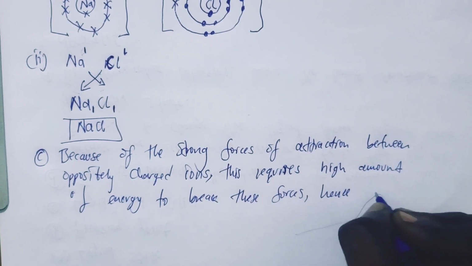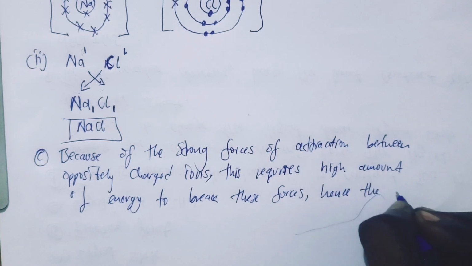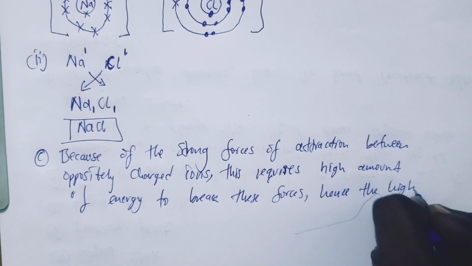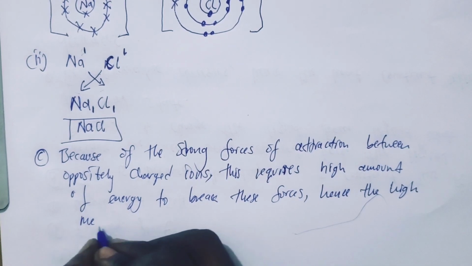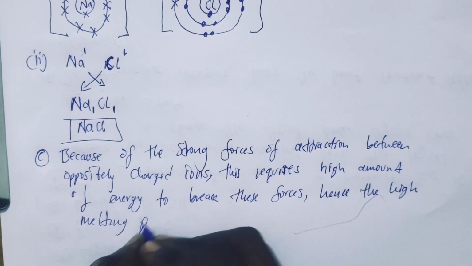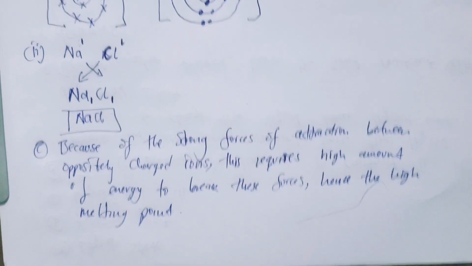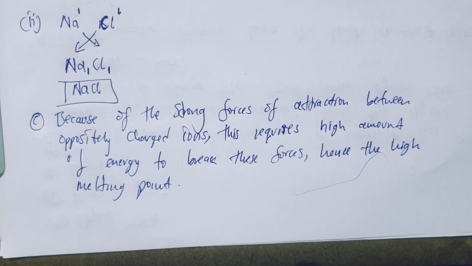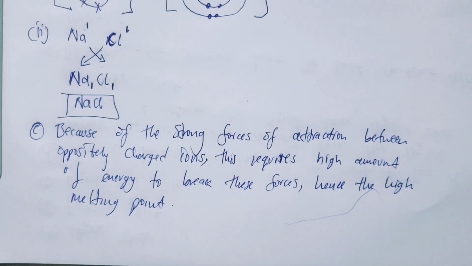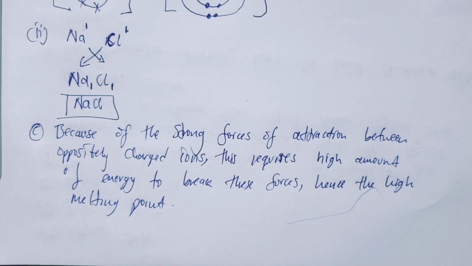Hence the high melting point. So you understand that between the positive and the negative charged ions, the forces of attraction are so high. To break them, you need a high amount of energy. Hence, it has a high melting point.